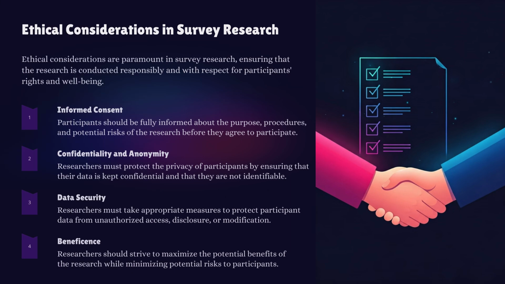Ethical considerations in survey research. Informed consent. Participants must be fully informed about the research purpose and procedures. For instance, a survey on medical treatment must explain potential risks and benefits. Confidentiality and anonymity. Protect participant privacy. For example, responses to a mental health survey should be anonymized to prevent identification. Data security. Protect data from unauthorized access. For instance, encrypting survey data to prevent breaches.